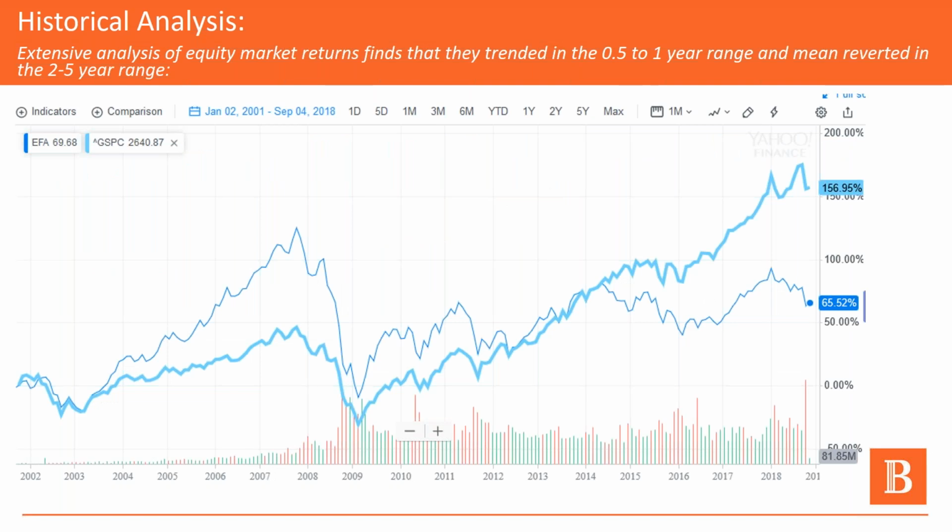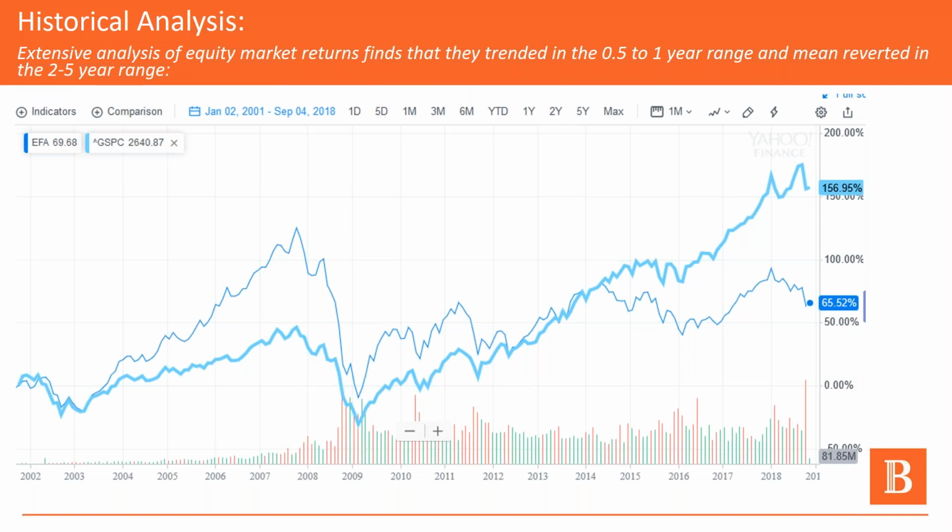This is a chart of the U.S. stock market versus the rest of the world, and the thick lighter blue line that starts on the bottom at the left and then goes up to the right is the U.S. stock market, and the narrower, darker blue line that is on the top on the left side and is trailing off at the bottom on the right is the foreign market.